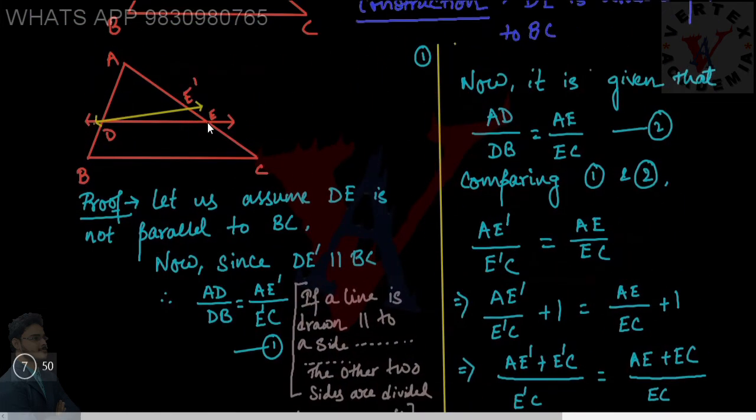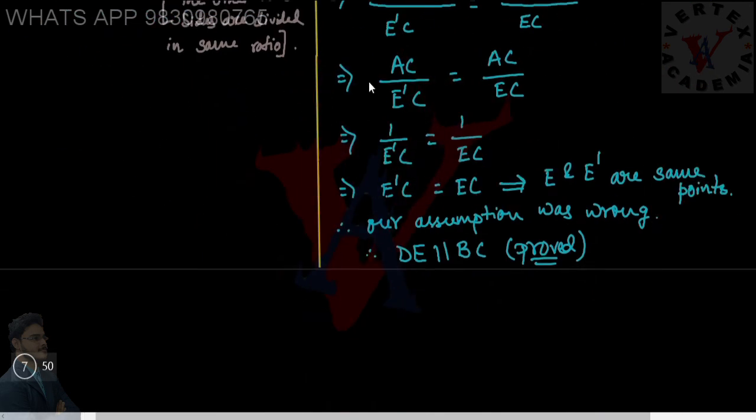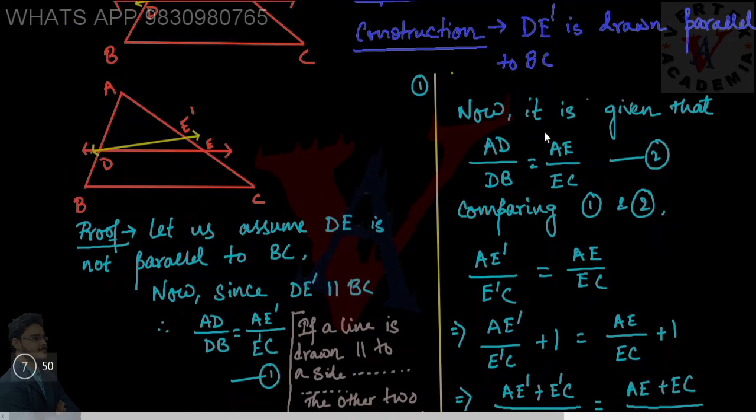So if E dash C equals EC, then E and E dash are the same points, and if E and E dash are the same points, then our initial assumption that DE was not parallel to BC was wrong, because we considered DE dash to be a line parallel to BC, and now we come to the conclusion that E and E dash are the same points. That means the line segments DE dash and DE are also the same. They coincide. So if DE dash is parallel to BC, then DE is also parallel to BC. So our initial assumption that DE is not parallel to BC was wrong, and DE is parallel to BC.